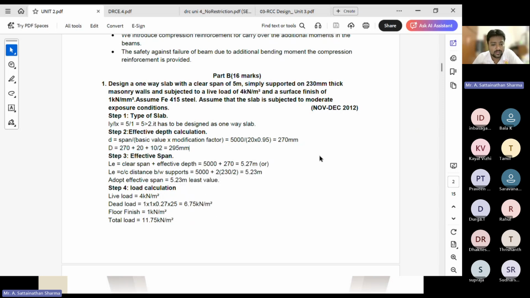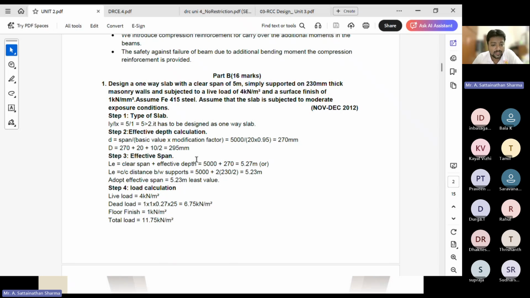I'm just recalling. Be with me. It is very easy, just to recall. You can refer to your own notes, what we have discussed in classes, and you can solve the problem pretty easily. Done. Type of slab you have determined. Effective depth you have determined. And overall depth you have determined.